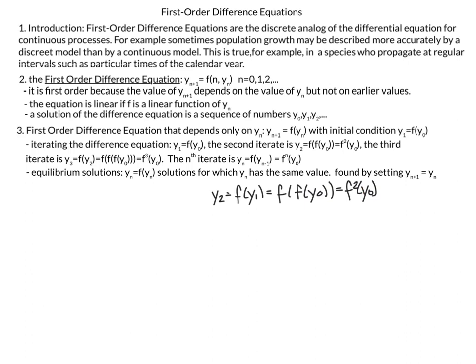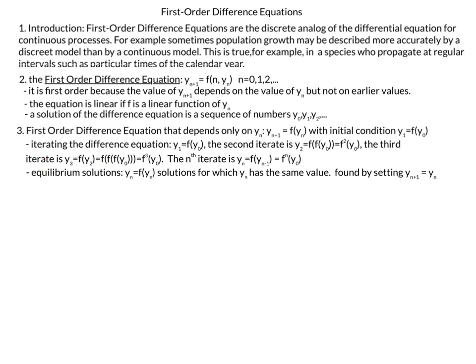Similarly, we get y3 is equal to f of y2, then that is equal to f of, plugging in what we had for y2, f of f of y0. That's the function f applied 3 times to y0. So the nth iteration, y_n, is equal to f of y_{n-1}, which is the function f applied n times to y0.